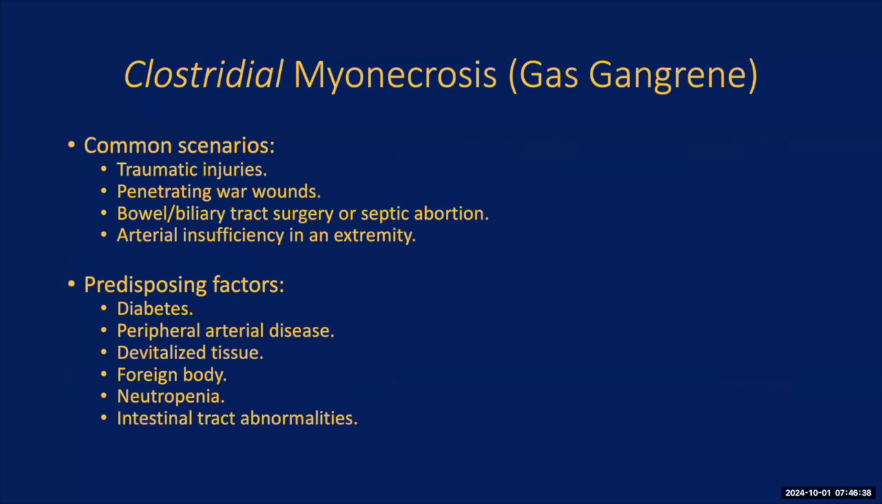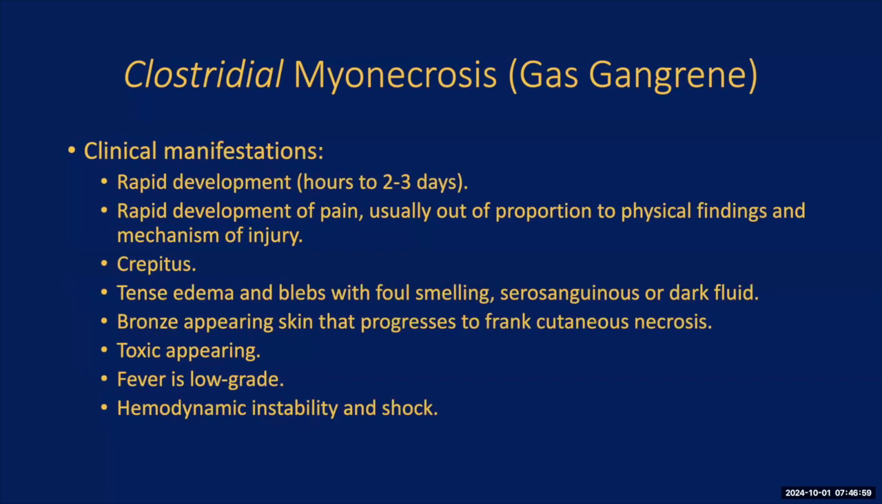Predisposing factors, again, are the typical common predisposing factors that were mentioned in previous infections as well. Namely, diabetes, peripheral arterial disease, the presence of devitalized tissue after an injury, the presence of a foreign body, neutropenia, intestinal tract abnormalities, etc.